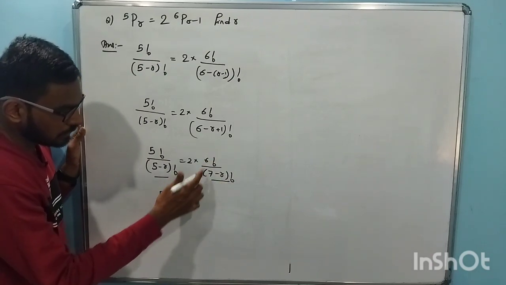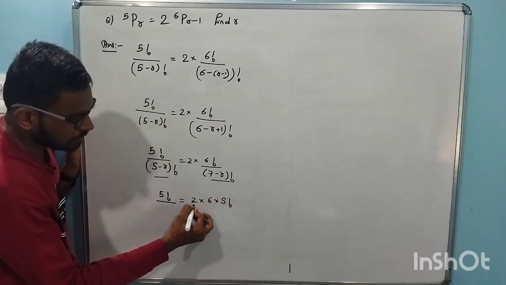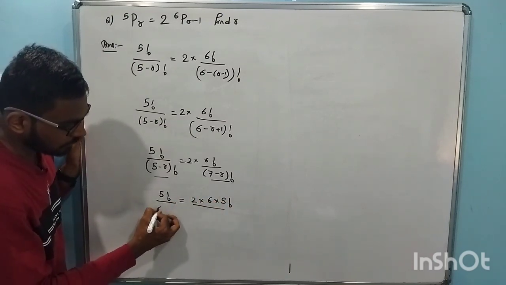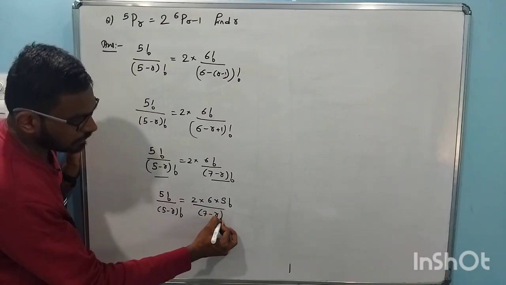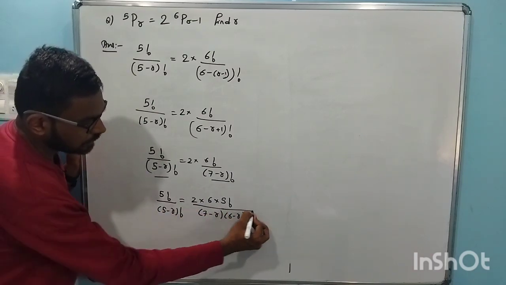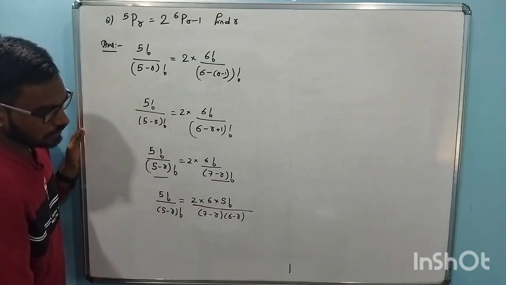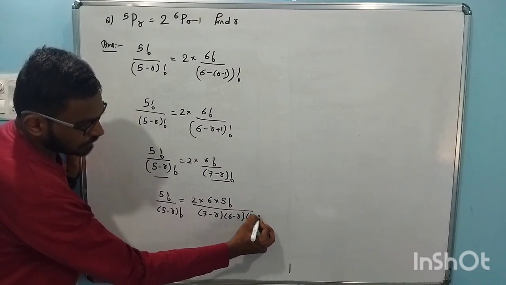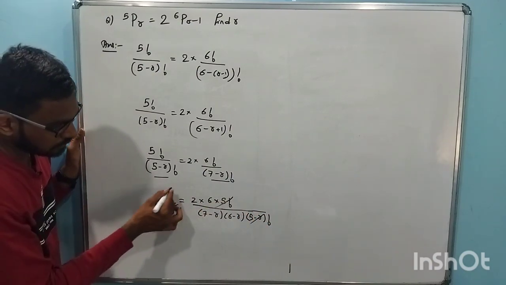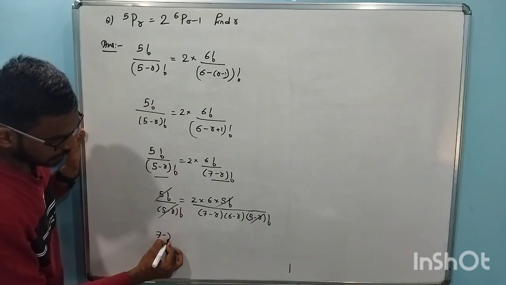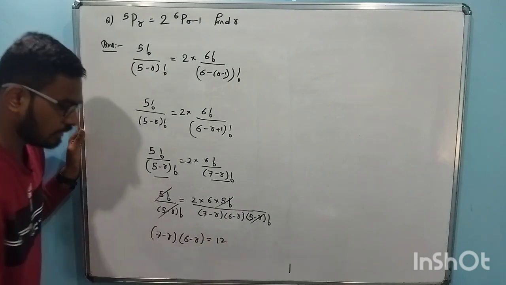So what we do? This will simplify. 6 into 5 factorial, so we can cancel 5 factorial and 5 factorial. Here we can write it as (7 minus r) into (6 minus r), since 1 less than 7 minus r is 6 minus r, and 1 more less is 5 minus r. This and this goes, this and this goes. I'll take this up. So (7 minus r) into (6 minus r) is equal to 12.